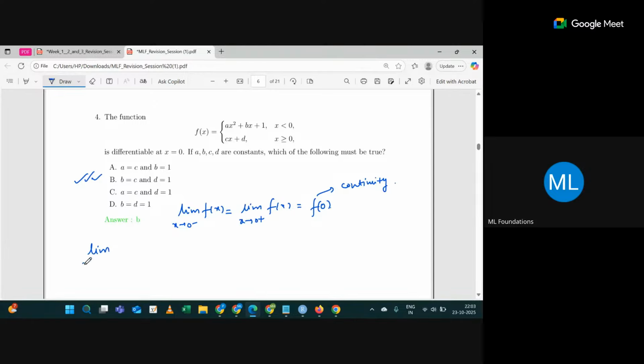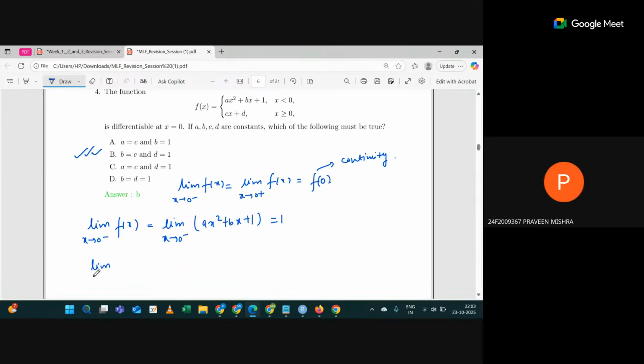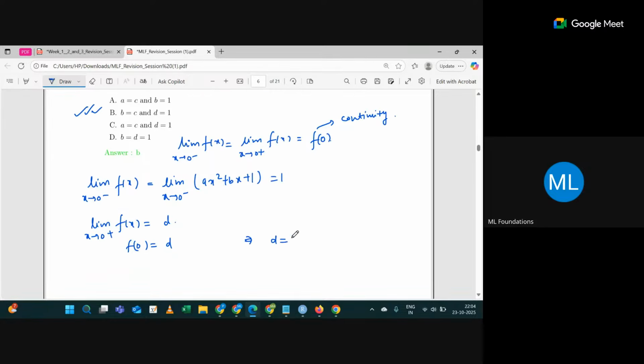So this limit as x tends to 0 minus, basically what should I write? ax square plus bx plus 1 for the left hand limit. What should be the answer here? 1. Right. Now, what about the right hand limit? This right hand limit will be d. What about f of 0? D. Right. So from the continuity, can I say d is equal to 1, right?